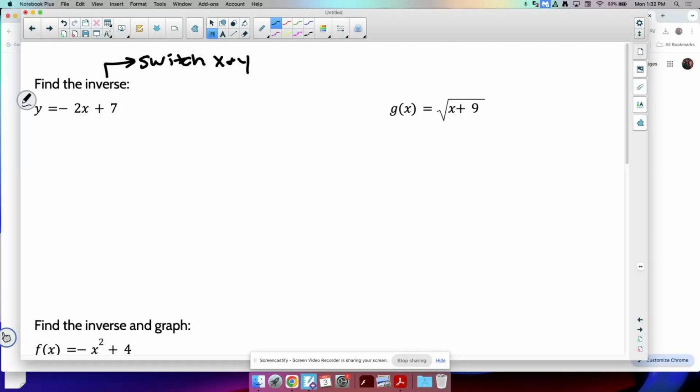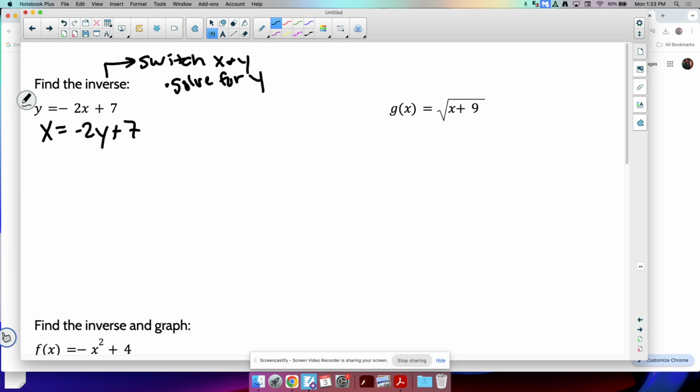So if you're trying to find an inverse equation, y equals negative 2x plus 7, you literally switch your x and your y. That right there is the inverse. As soon as you switch your x and your y, you have found the inverse. But do we ever really work with equations that are set equal to x? No. So after you switch your x and your y, we solve for y.